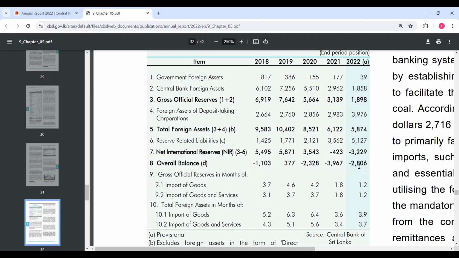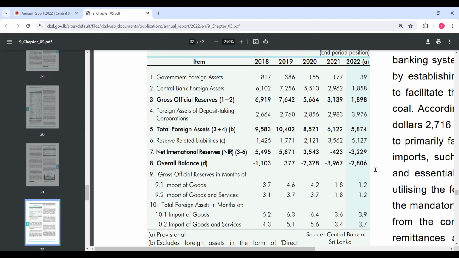So follow the cursor. 2,806. How did we get that? What is the formula you have in your tute? Net reserve asset position, closing balance minus the opening balance. What is the closing balance? Do this calculation for me. 3,299. Are you clear? Right.